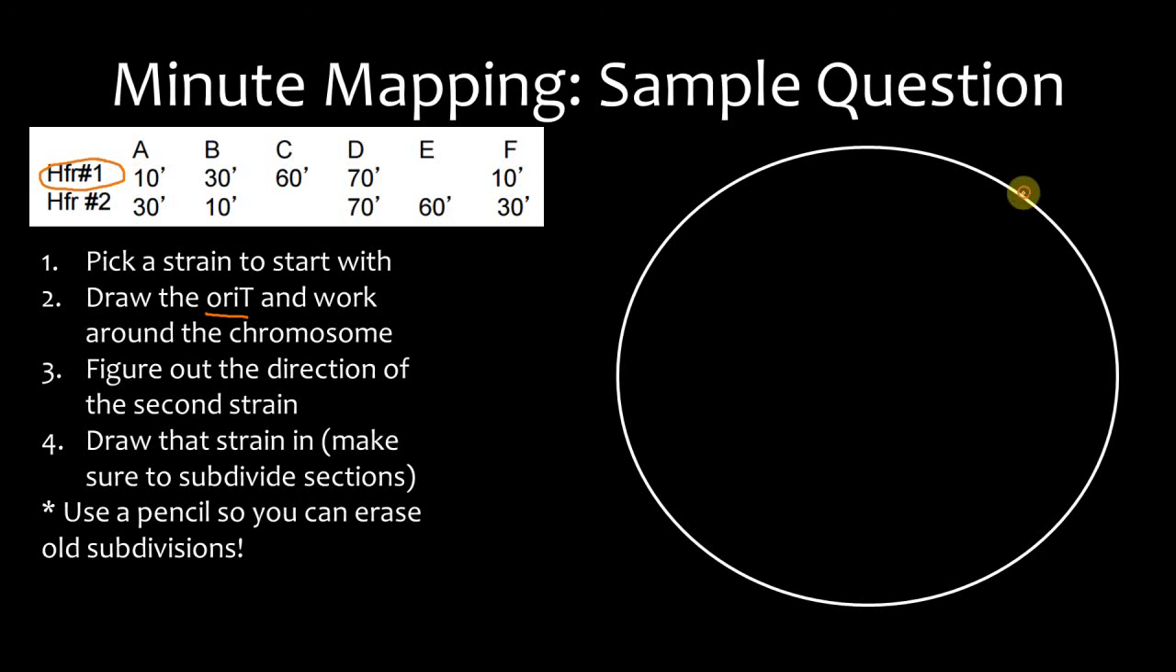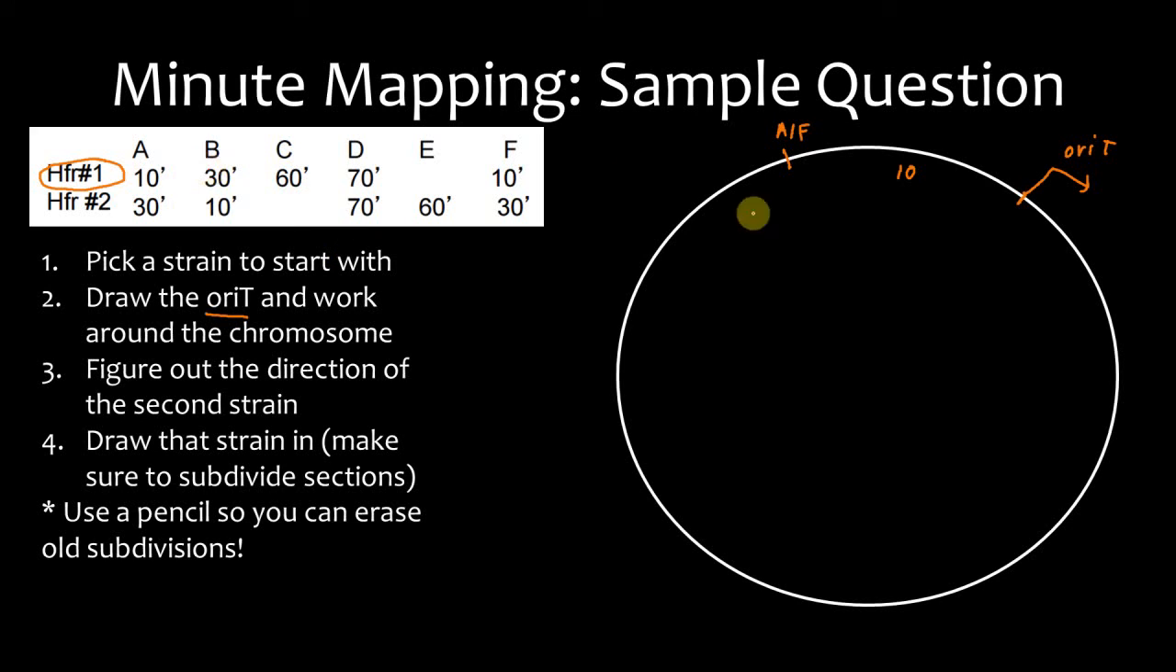Okay, so I'm going to do the same thing. I'm going to draw my ORIT, origin of transfer, here. And then I'm going to start, okay? So first I'm going to look and see what is the very first number. Well, the first number is 10, and wait a minute, F and A, those are at the same exact time. Well, it turns out if they come off at the same exact time, that means they're actually the same gene. So the number of minutes between the ORIT and A/F, because A and F are the same thing, is 10 minutes.